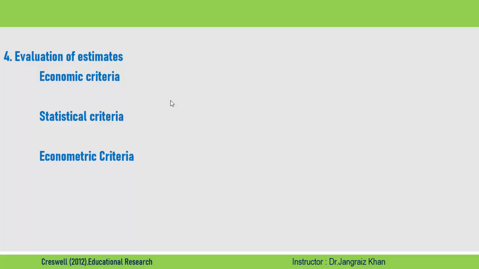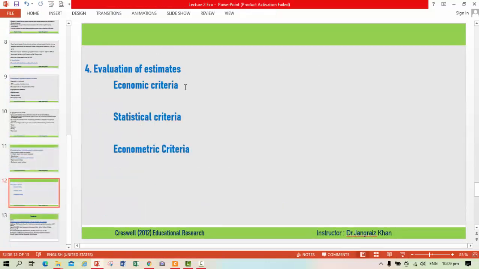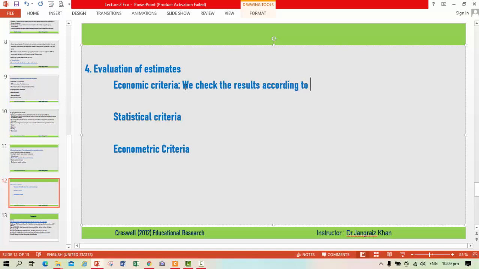Dear student, the last step in the methodology of econometric research is the evaluation of estimates, and we use three types of criteria for this purpose. One is the economic criteria. We check the results according to economic theory. We check the validity of the results according to the economic theory.